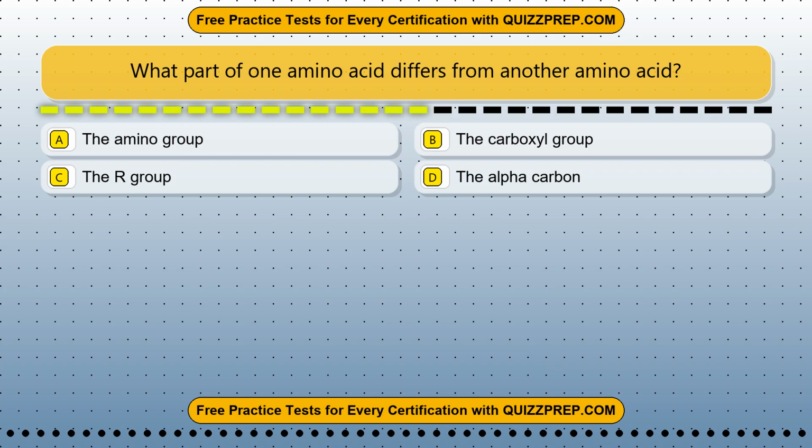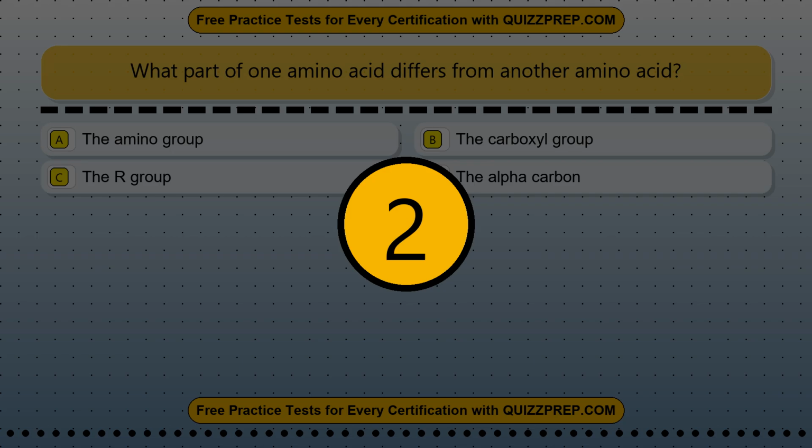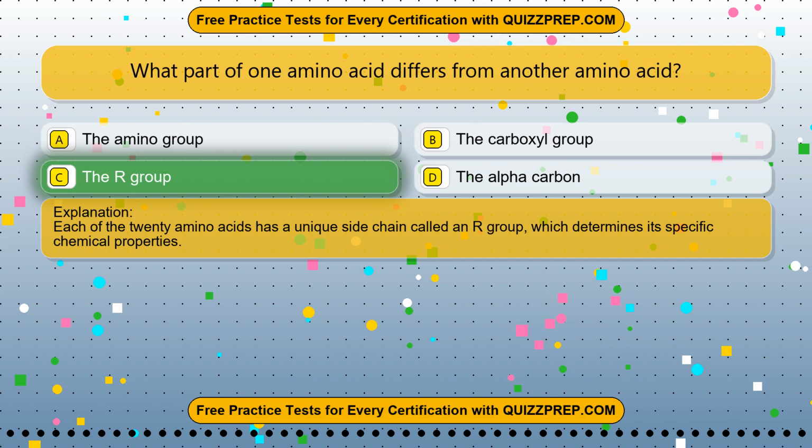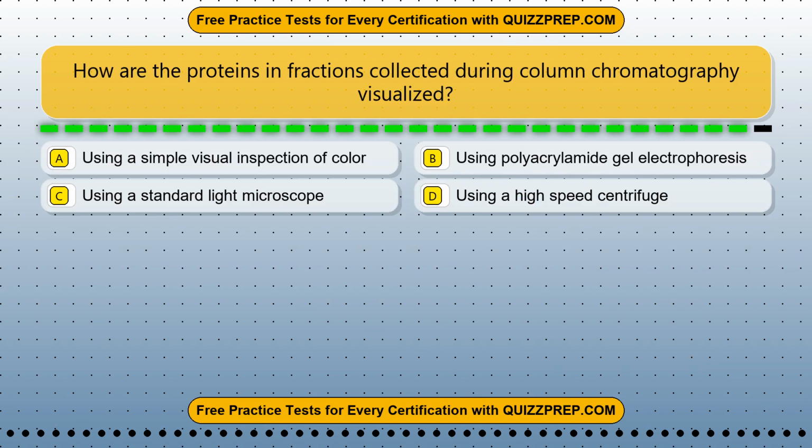Option A. The amino group. Option B. The carboxyl group. Option C. The R group. Option D. The alpha carbon. The correct answer is option C. The R group. Each of the 20 amino acids has a unique side chain called an R group, which determines its specific chemical properties.